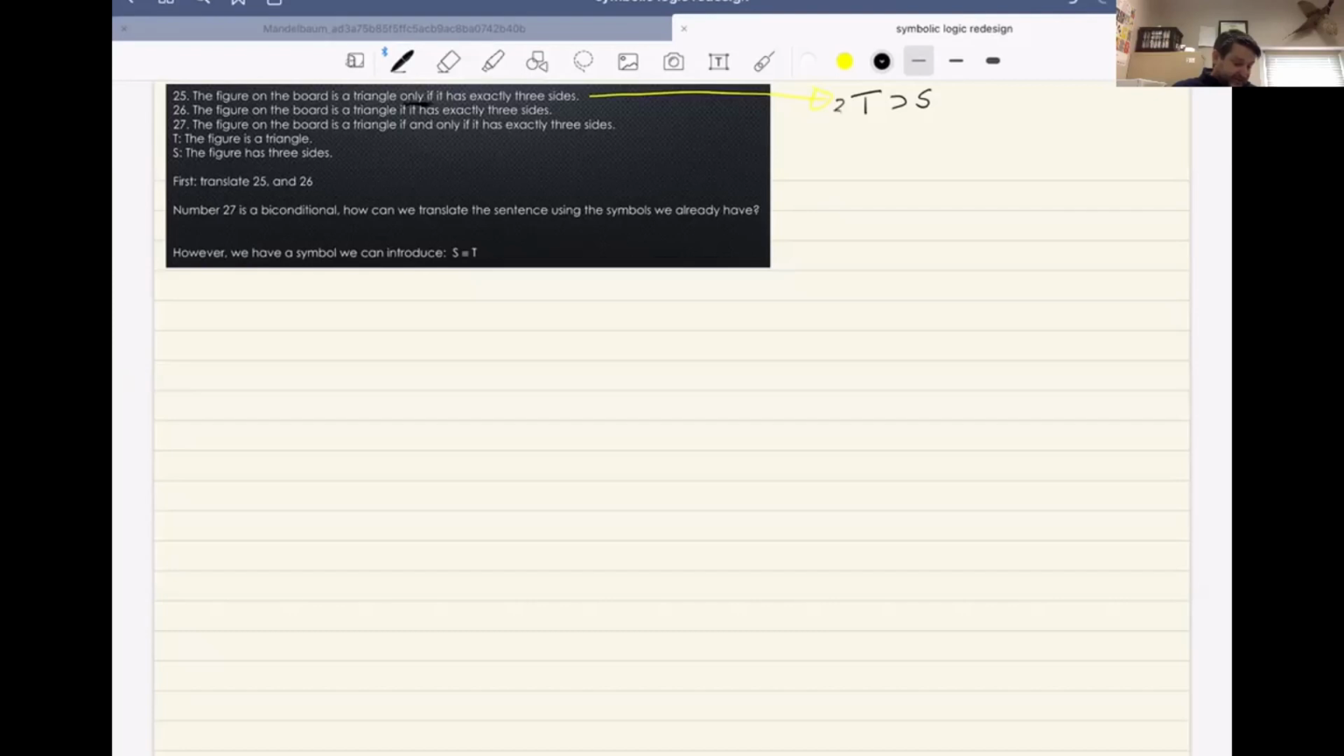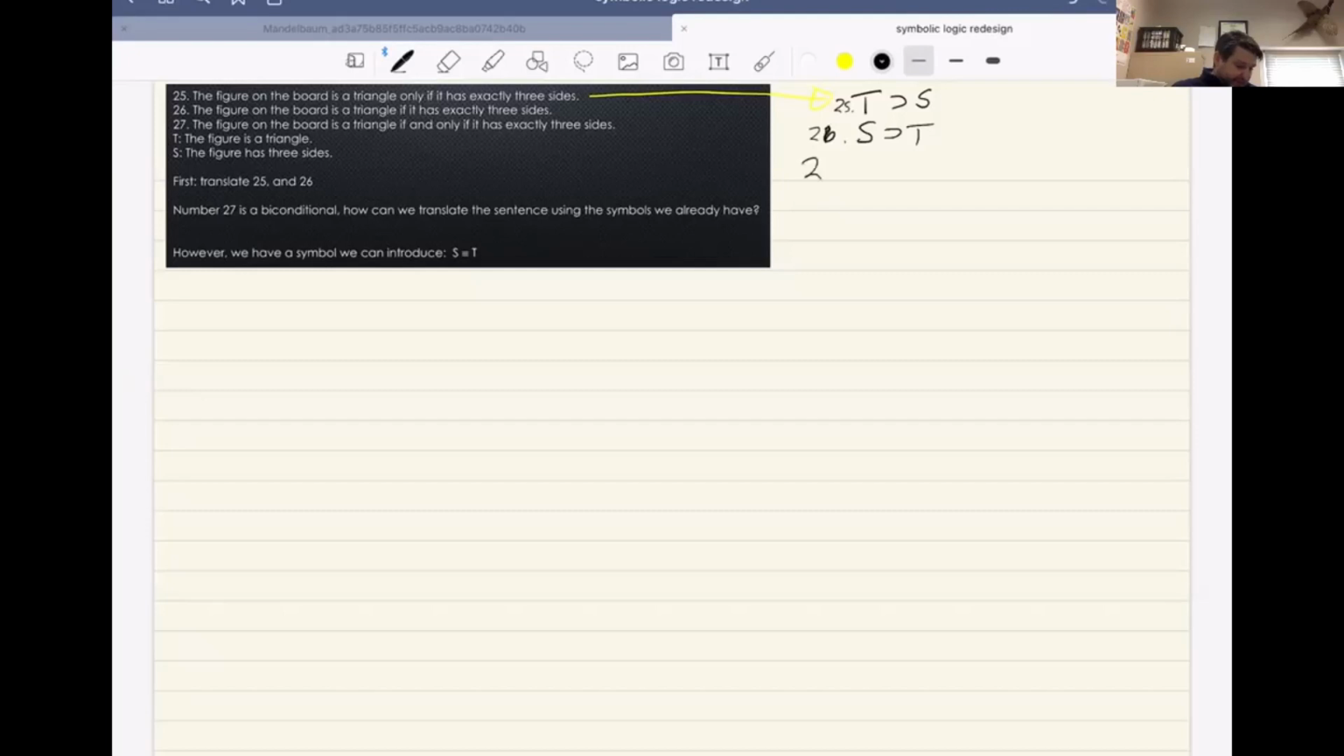So that's 25. 26, on the other hand, is going to be just the opposite. Here, notice we have "if" instead of "only if." So the "if" is going to identify the antecedent of our conditional. This one's just going to be flipped. It's going to say, if the thing has 3 sides, then it is a triangle. If it's a three-sided figure, then it is a triangle.